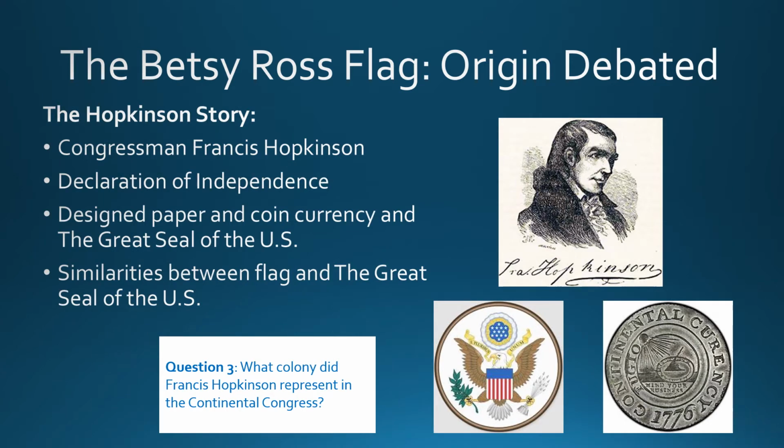Another story of the origin of the flag suggests that Congressman Francis Hopkinson, signer of the Declaration of Independence, designed not only the flag, but the first continental paper and coined currency, and the Great Seal of the United States. There is no sketch or proof that the design is his, but there are many similarities between the flag and the Great Seal. The flag has a field of blue called the Union or Canton, with 13 stars representing a new constellation, as well as 13 red and white stripes representing the original colonies.